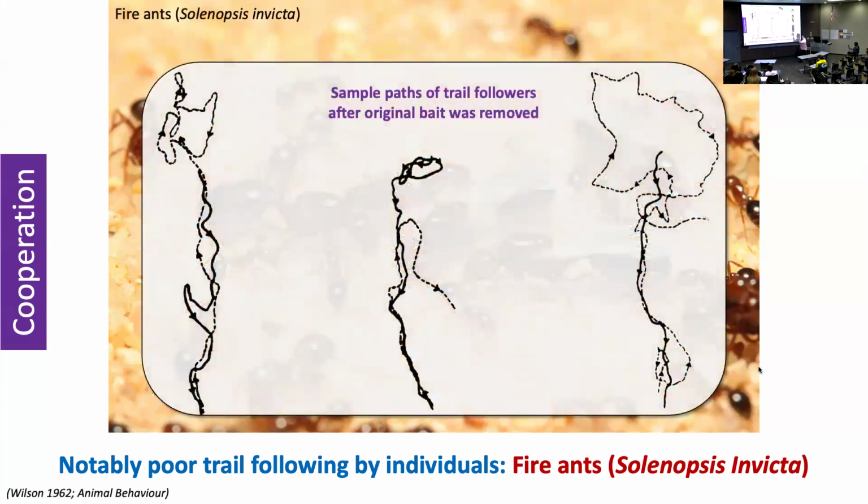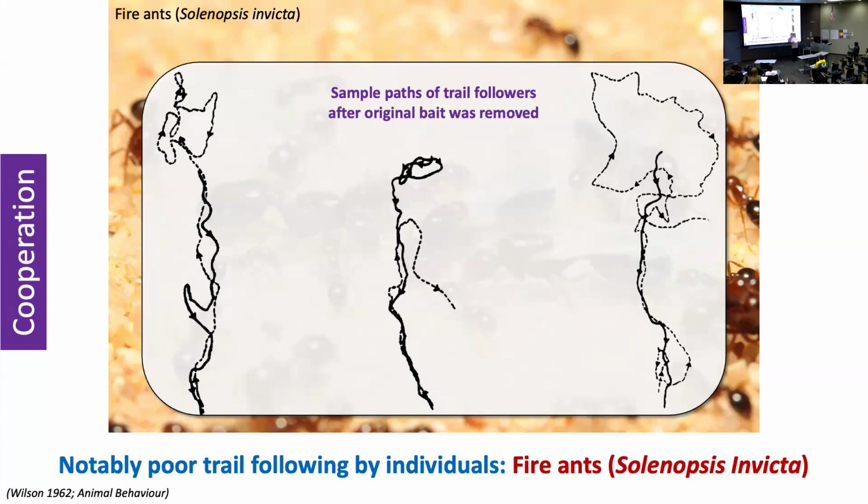This is in a paper by Ed Wilson. These are some sample paths of trail followers here. If you have an individual, she'll go out, and there's a bait. She went out, found a bait, and then went back home. Then you can watch her as she comes back out to look for the bait. And you can see there's just a lot of variation for the same trail, like the dark line and the gray line. You don't send ants to the same spot.